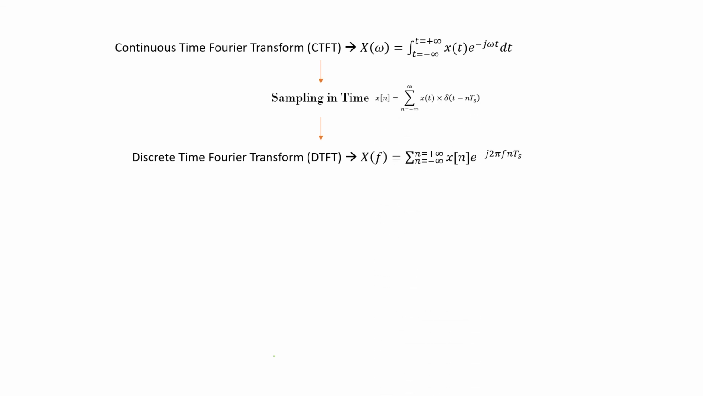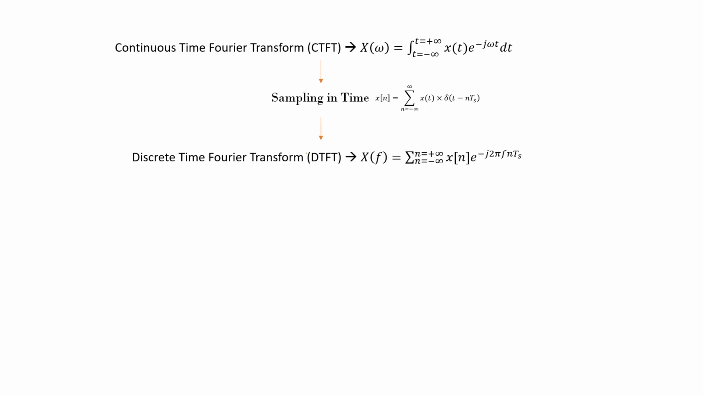Just to reiterate, we have the continuous time Fourier transform, which means the signal is continuous both in time and frequency. Then you sample in time. Sampling in time can be represented concisely using this mathematical formula, where x of t is your analog signal, and then you use a delta function. At different nTs values you take the amplitude of this signal. That is the meaning of this particular expression, right?